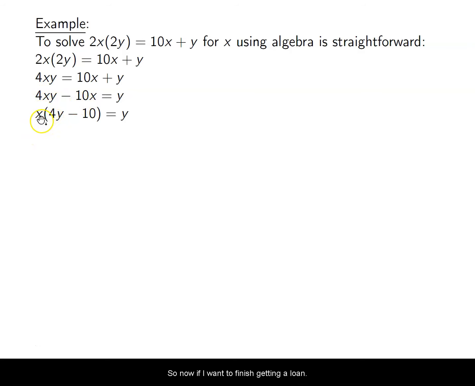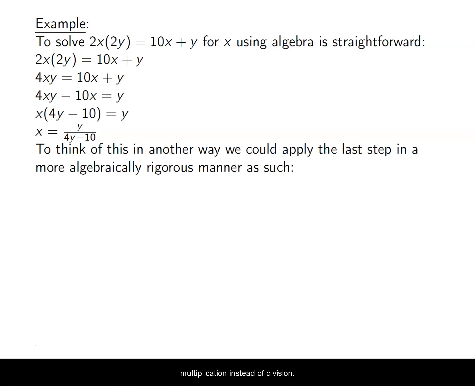Now if I want to finish getting x alone, I would divide both sides by this term. Very standard. That's what you're used to, and that's what we want to move away from. We want to stop thinking about it as division. I actually tell this to my algebra classes all the time: we're not actually doing division, we're doing a multiplication. Division is just multiplication. So you need to think about it in terms of multiplication instead of division.